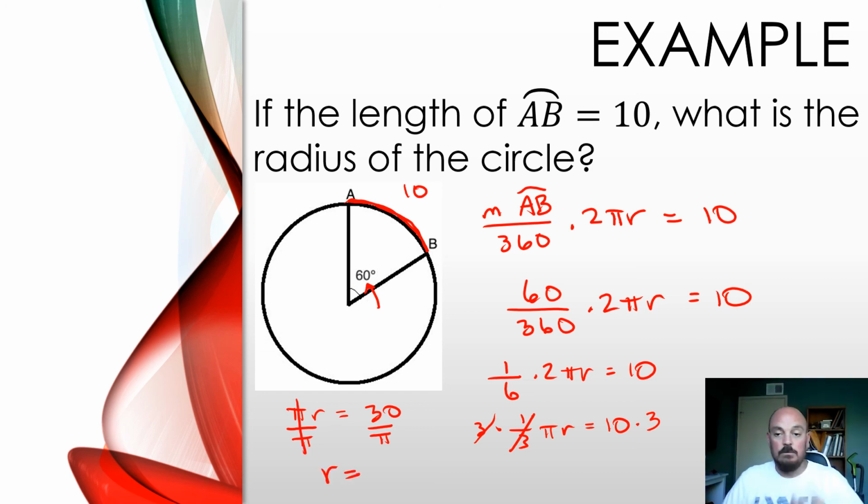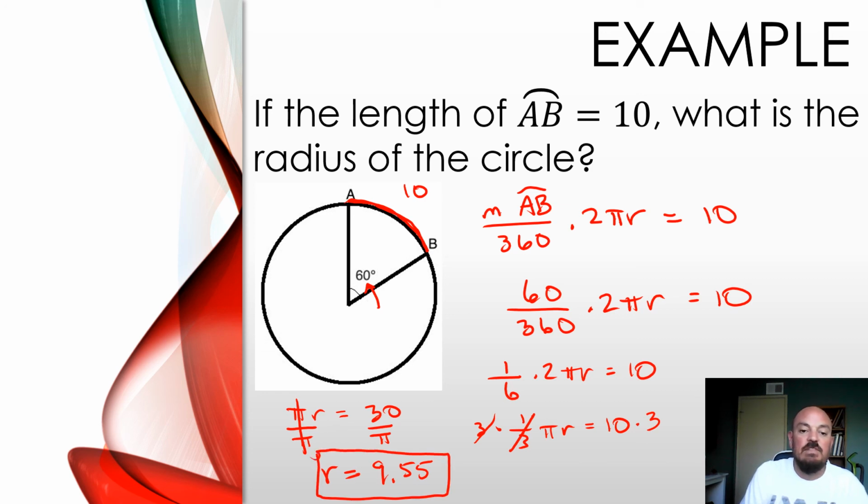So I have my answer. What I need to do is pause one more time, go back to my calculator, and figure out what 30 divided by pi is. And it's about 9.55. So the radius of that circle was a little bit over 9.5 for that one.